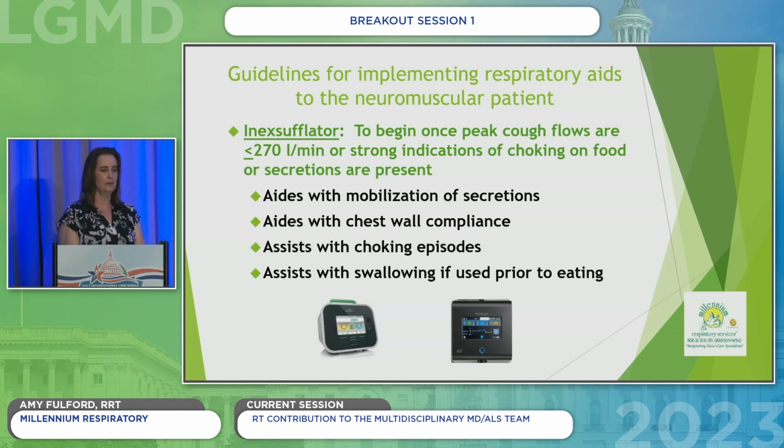Guidelines for implementing respiratory care: the insufflator-exsufflator, or cough assist unit. It is used when your peak cough flow is below 270 liters per minute, or there is a strong indication of choking on food or drink, or your inability to effectively mobilize secretions. It aids in mobilization of secretions. It aids in chest wall compliance. It also assists with choking episodes by opening up the airway, and also assists with swallowing if used prior to eating.